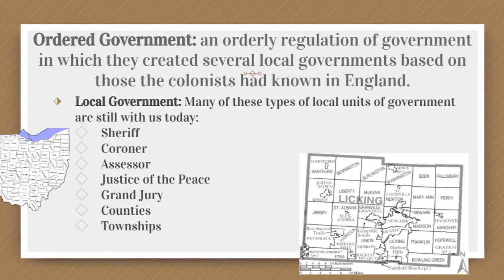The English colonists saw the need for an ordered regulation of their relationship with one another, for government. So they created local governments based on those that they had known in England. So the fact that we have offices of the sheriff, the coroner, assessor, justice of the peace, grand jury, counties, townships, all this came from the English.